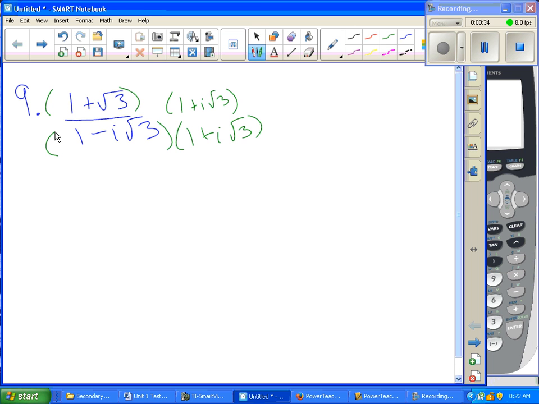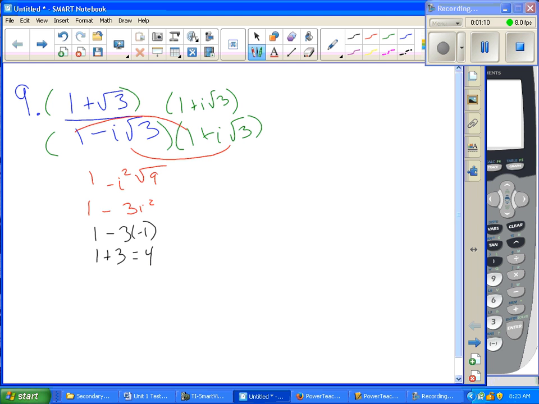Okay, so on the denominator, when you do this, since these are conjugates, all you really have to do is multiply the first ones together. So 1 times 1 is 1, and then the last ones together. Negative i root 3 times positive i root 3 would be negative i squared root 3 times 3, which is root 9. So I get 1 minus root 9, which is 3, so 3i squared. And then we know i squared becomes the number negative 1. So I have 1 minus 3 times negative 1. So I end up with 1 plus 3. So my denominator is really 4.